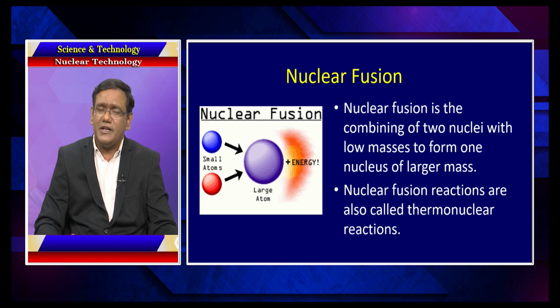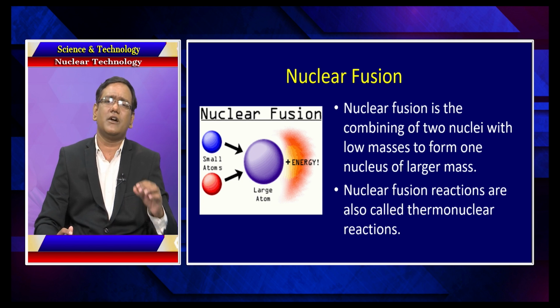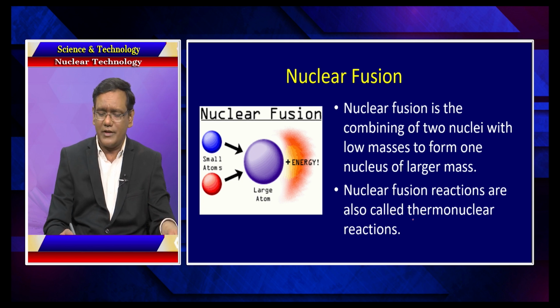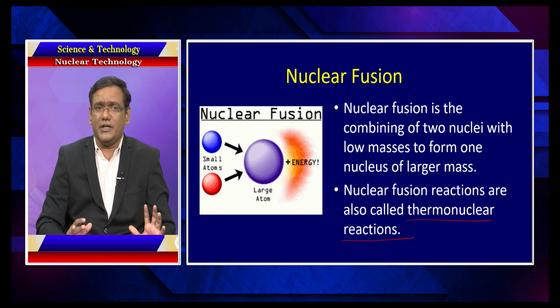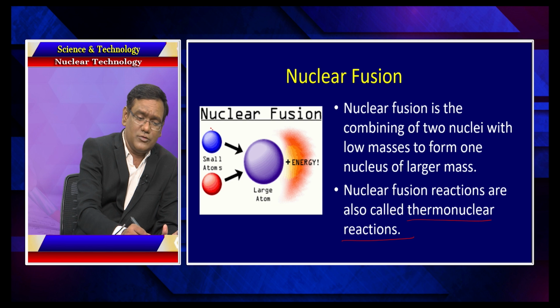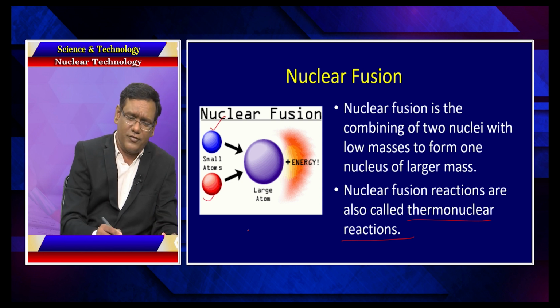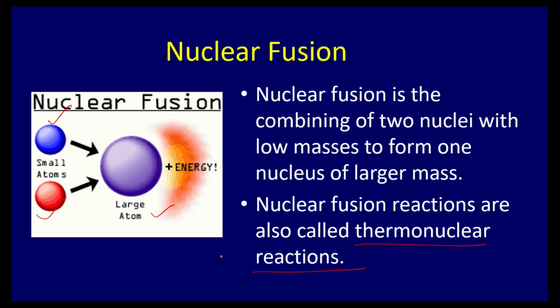There is another important reaction called nuclear fusion. Nuclear fusion is the combining of 2 nuclei with low masses to form one nucleus of larger mass. Nuclear fusion reactions are also called thermonuclear reactions. It is the opposite: 2 small atoms come and form a larger atom. In this process also it loses mass, and that lost mass is again converted into energy.